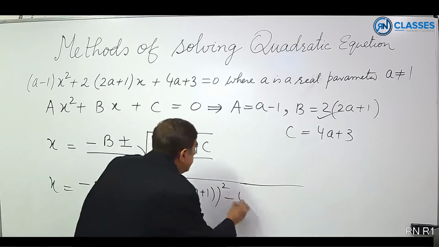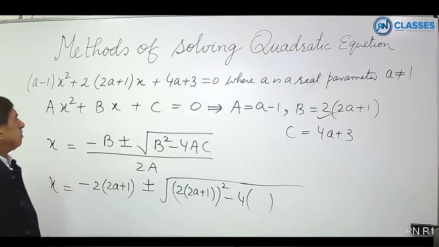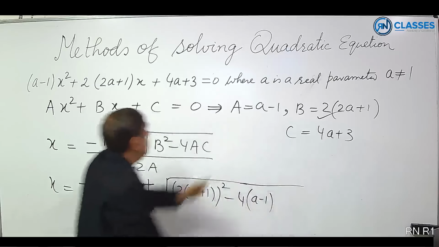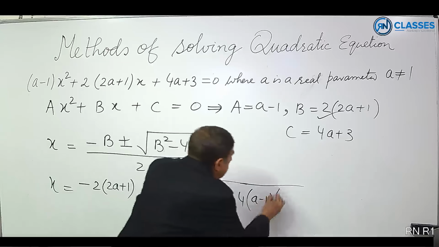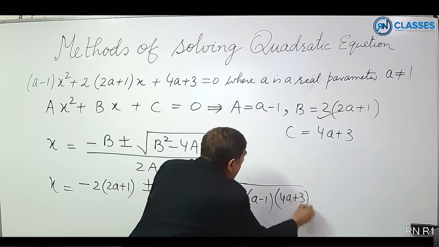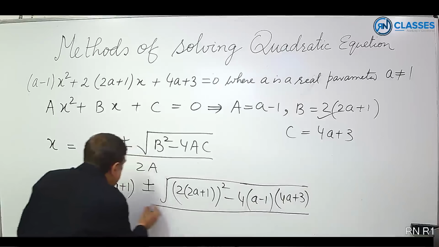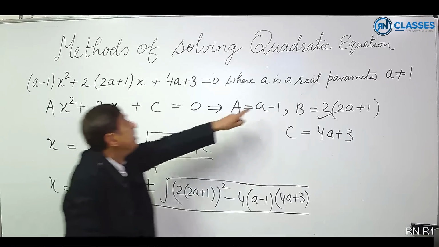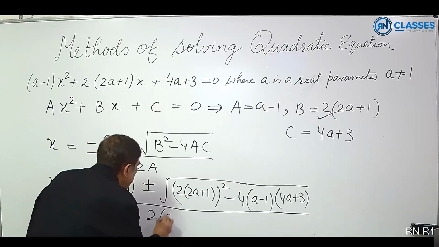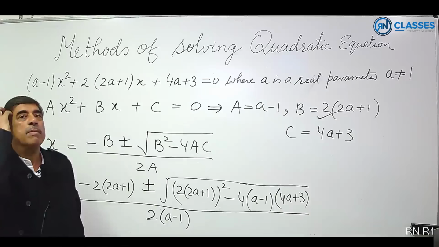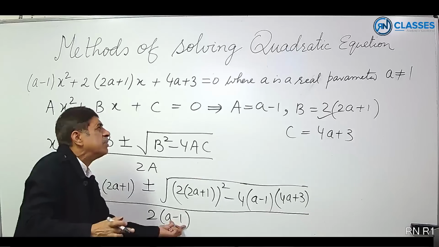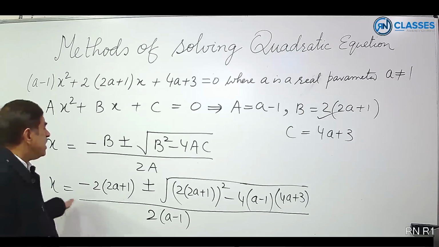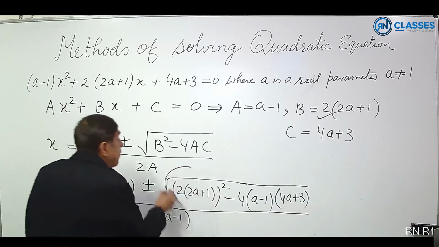Minus 4 into a. What is a? A minus 1. What is c? 4a plus 3. Alright. Whole divided by 2 into a minus 1. Since this is coming in the denominator, that's why we say a is not equal to 1. Alright. Now you can easily simplify it. Of course, you have to simplify this term.